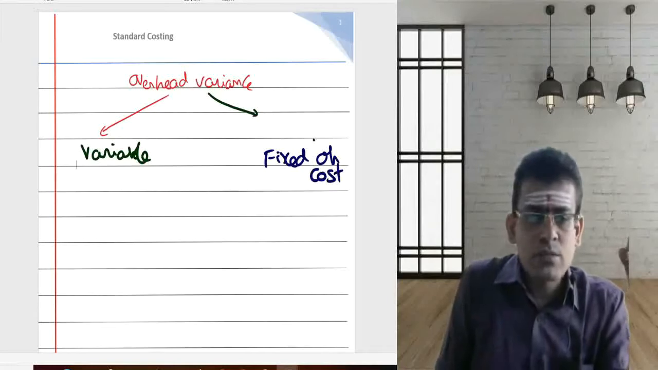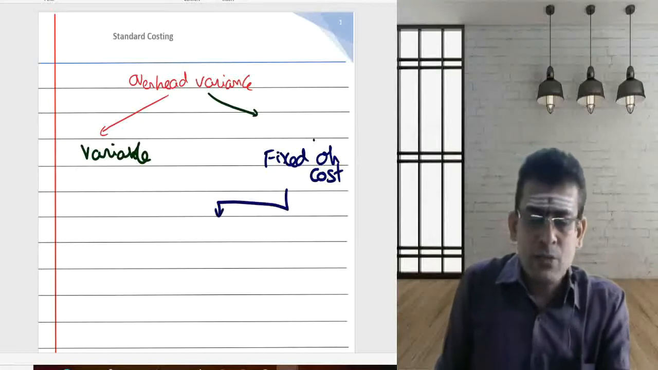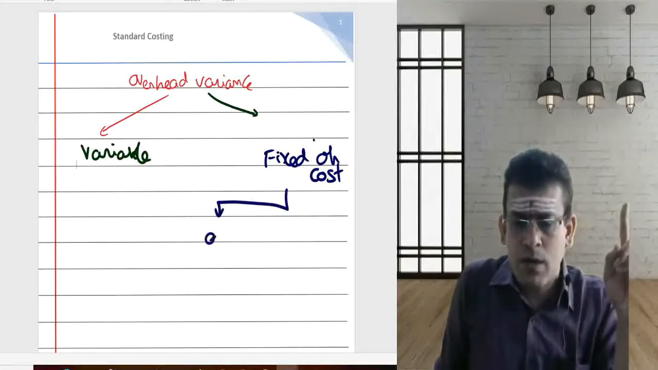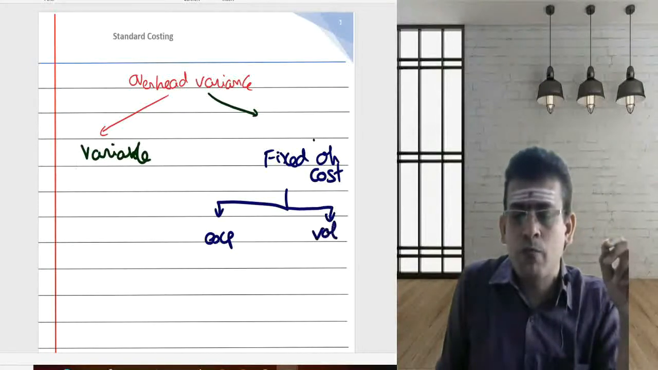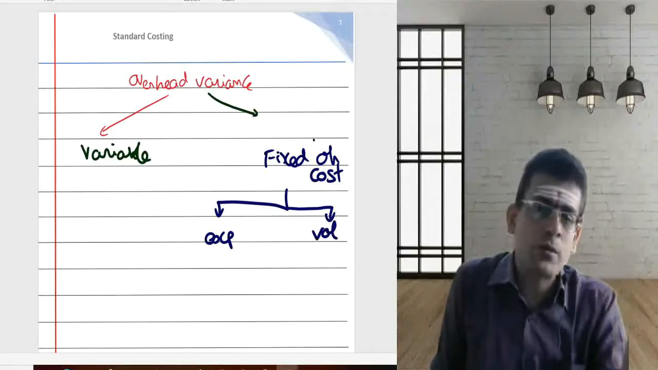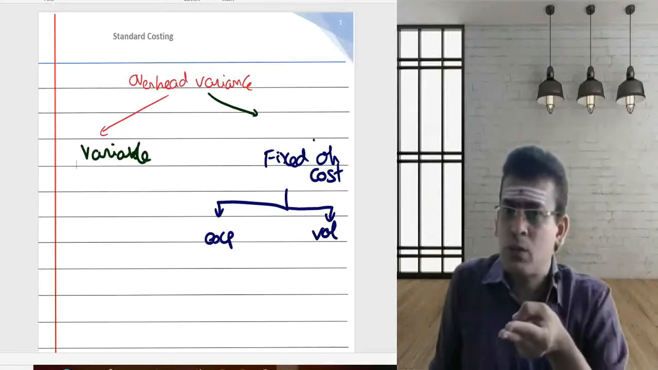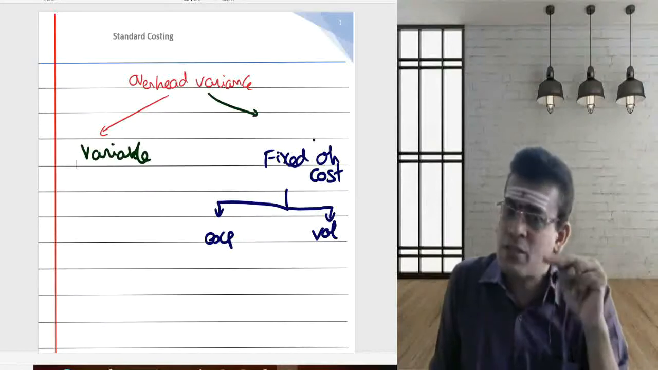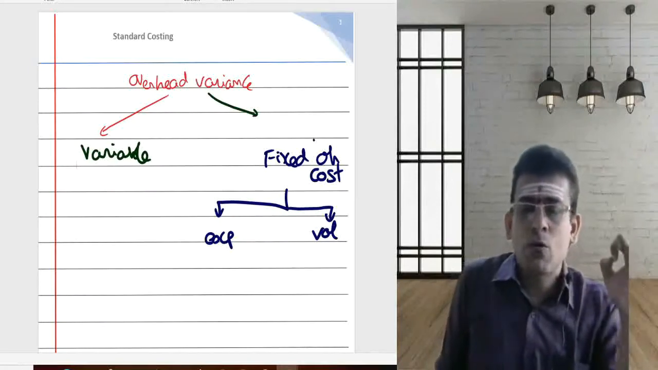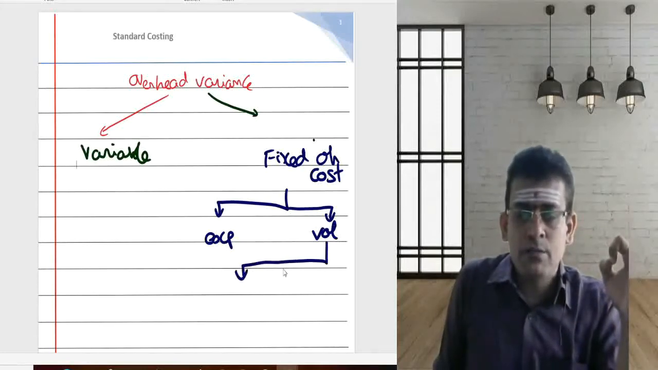Now this fixed overhead cost variance is broken up, as I said, into two segments. One is expenditure variance, the other one is volume variance. So fixed overhead cost variance is broken up into expenditure and volume, as your material cost variance is broken up into price variance as well as volume variance, and labor cost variance is broken up into labor rate variance and labor efficiency variance. Same line, fixed overhead cost variance is broken up into two. Now this volume variance is broken up into three different segments.